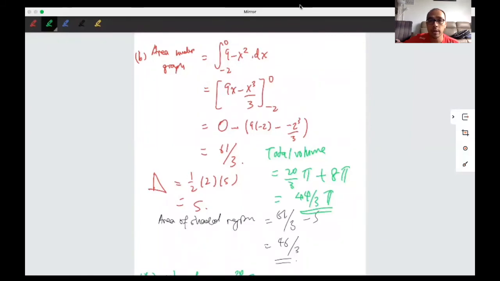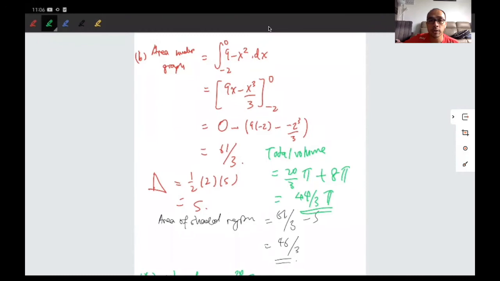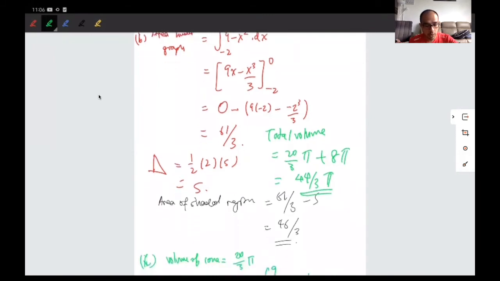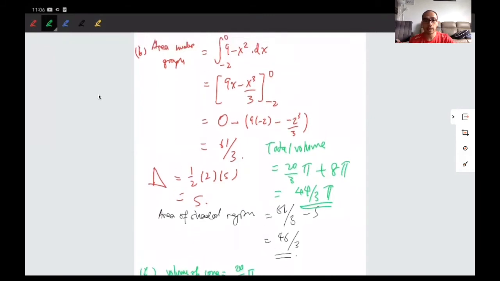In the break just now, I was notified that I had made a mistake in this question, so I want to rectify it. When you calculate this, you will actually get, sorry, my mistake, so I'm going to change it now. This one is actually wrong. This is 46/3. And then when you do 46/3 minus 5, you will get the final answer 31/3.